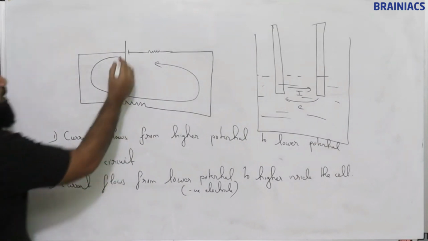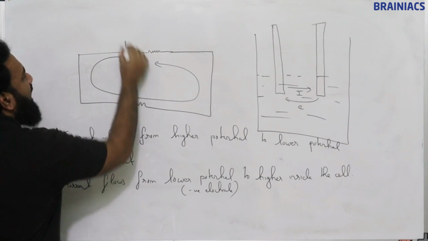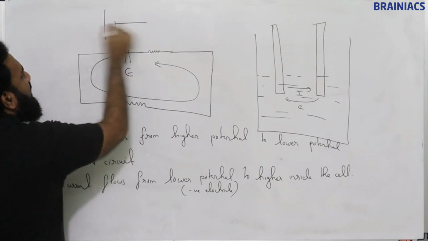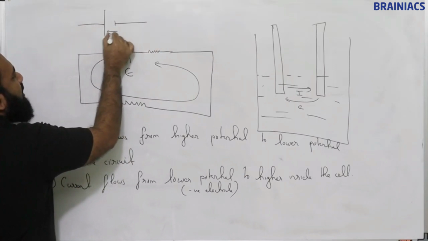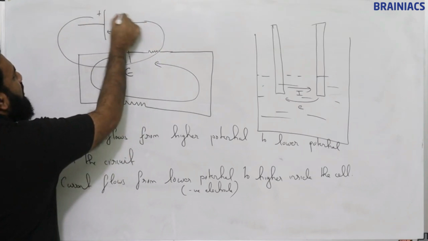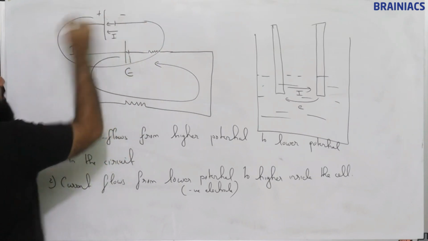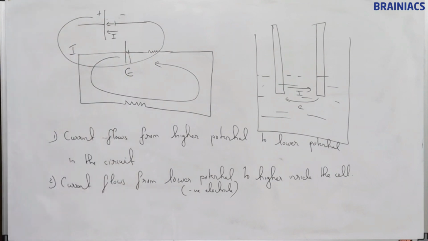So inside the cell, the current is moving in which direction? From negative. If we magnify this, it is moving in this direction. But otherwise, outside, current is moving from positive to negative. Inside, current is moving from negative to positive. So based on the condition, the current flowing from higher potential to lower potential will change. If it is outside the circuit, this is correct. Inside the circuit, this is correct.